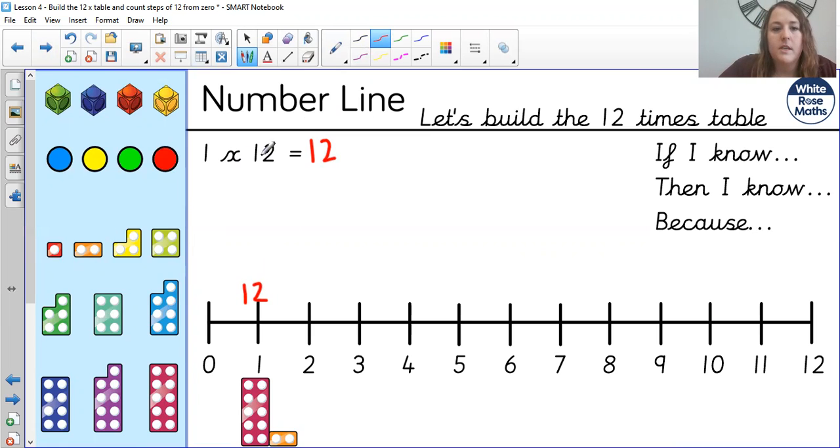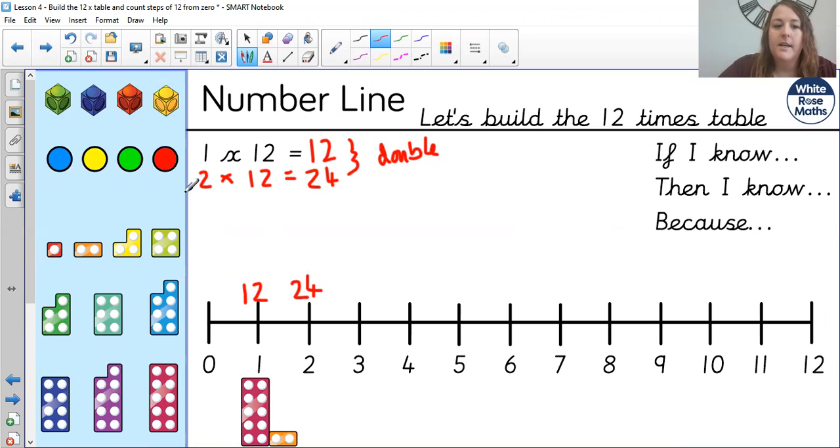So if I know 1 times 12, then I know 2 times 12. And I know that because I'm going to be doubling my answer. And again, this is where lots of you laugh at me because it is tricky to write. So what I need to do is double 12. So I'm going to double 2, which is 4, and double 10, or the 1s, which gives me 20. So I can write 24 down on my 2 times 12.